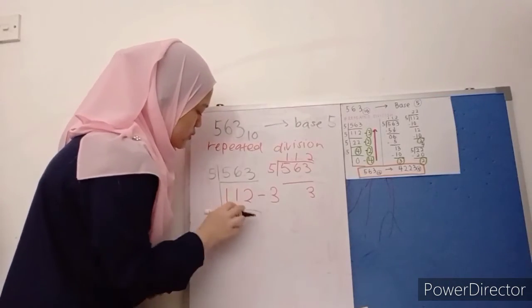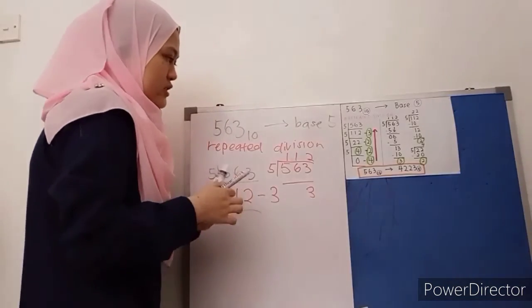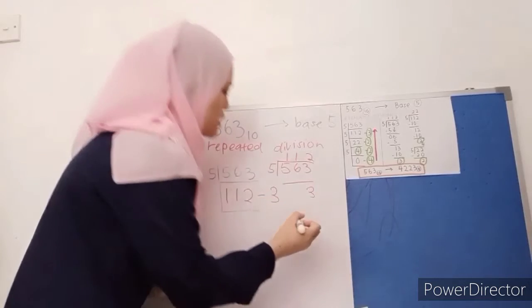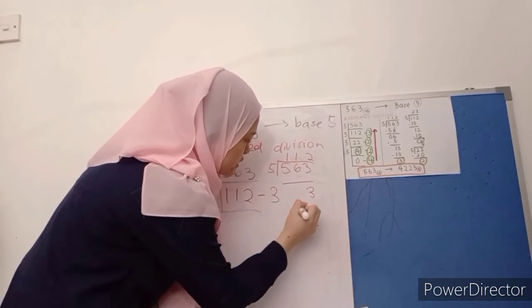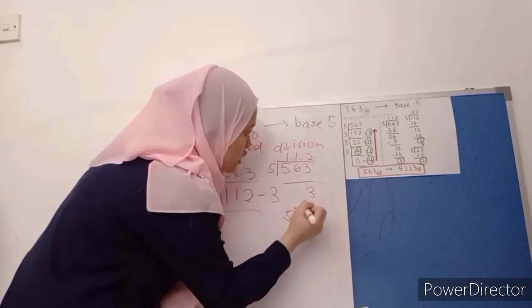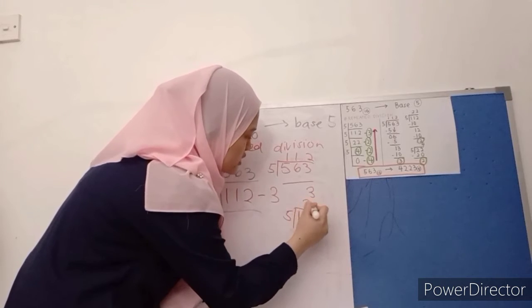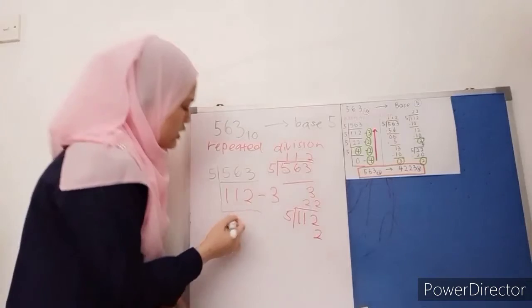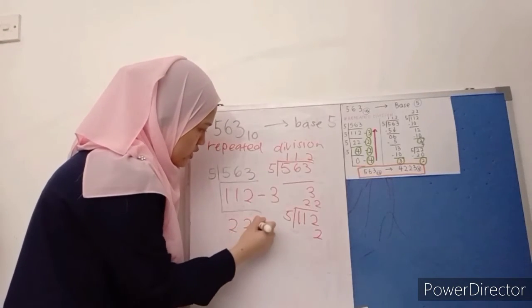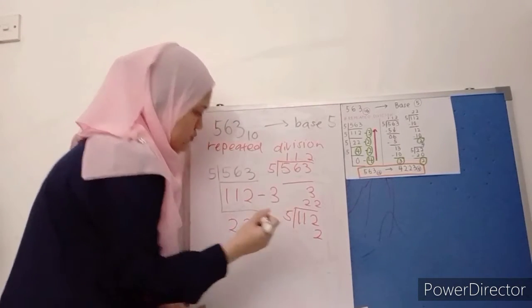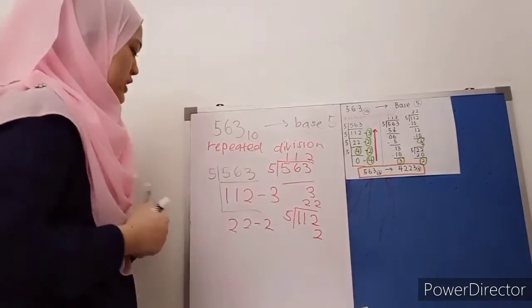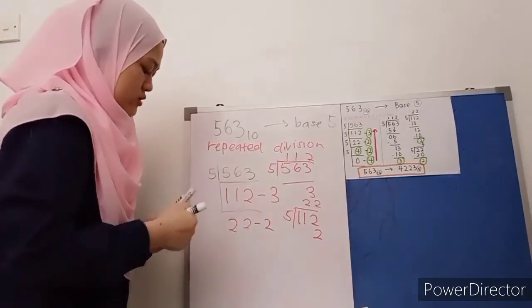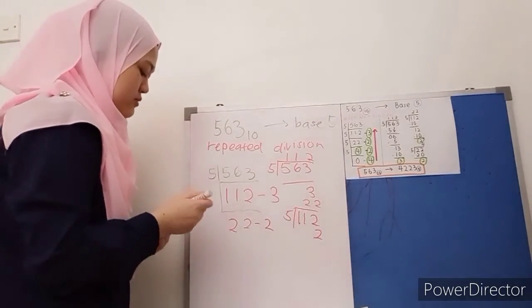So 112 divided by 5, you will get 22 remainder 2. So here, 22 remainder 2. Okay, and then you will continue doing the same step.